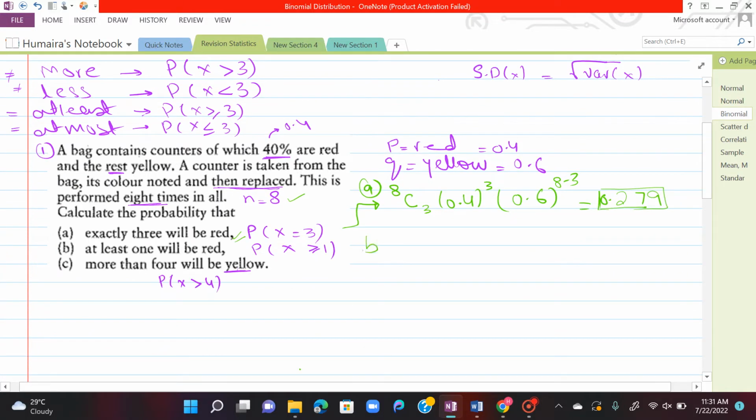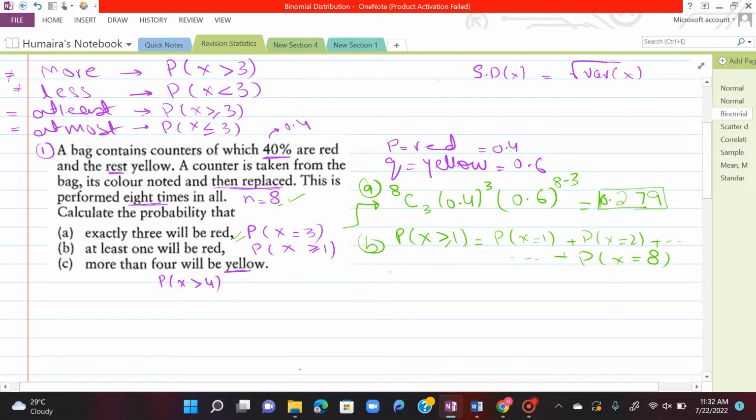Now let's move to part B. Part B says that x is greater than or equal to 1. So greater than or equal to 1 means from 1 till the end point, 8. So the probability of x greater than or equal to 1 is the same as finding the probability of 1 plus the probability of 2, and so on, up to the probability of 8. That is very tedious work. Not wrong, you can do it that way, but it is the long way. So what is the short way?